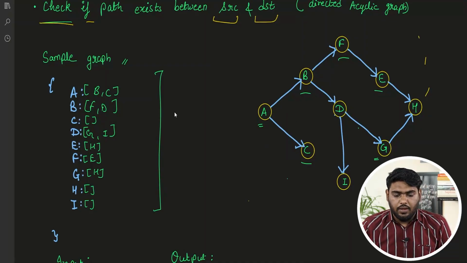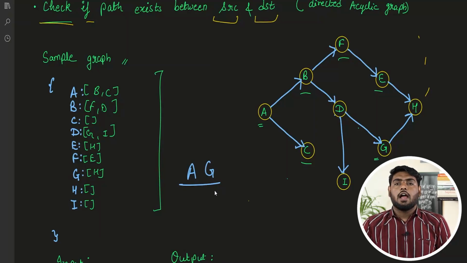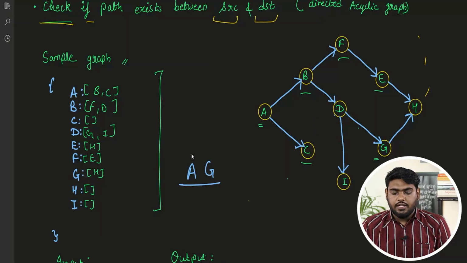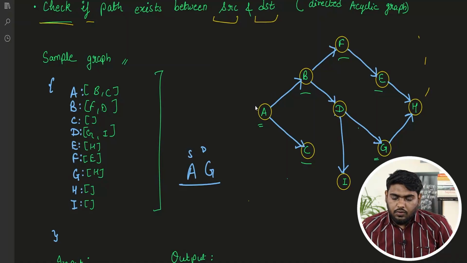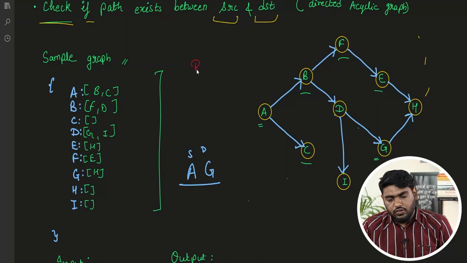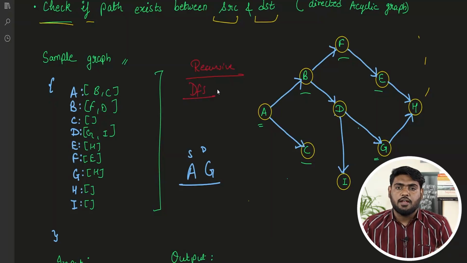Let's first take an example. Let's check that the source is A, and I want to check it for G. I want to check between A and G. A is my source, G is my destination, if there is a path existing between these or not. So we are going to be thinking of a recursive logic. And let's focus precisely. Let's think of it in a DFS manner.